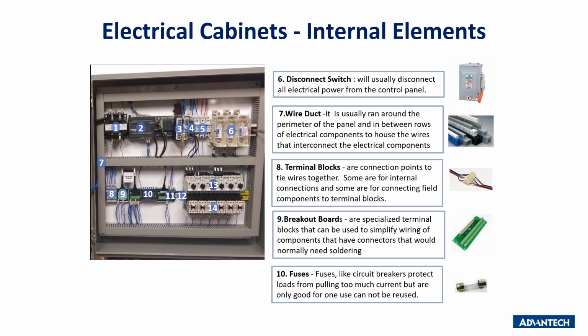7. Wire duct is usually run around the perimeter of the panel and in between rows of electrical components. Wire duct houses the wires that interconnect the electrical components. 8. Terminal blocks are connection points to tie wires together. Some are for internal connections and some are for connecting field components to terminal blocks.